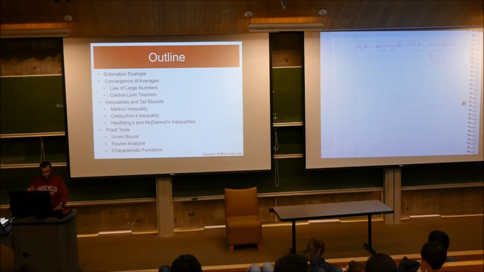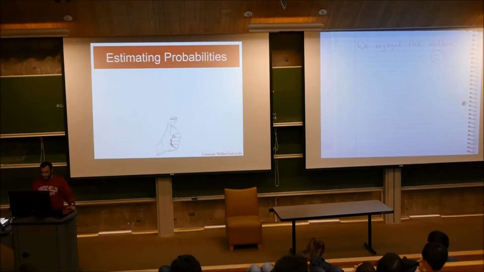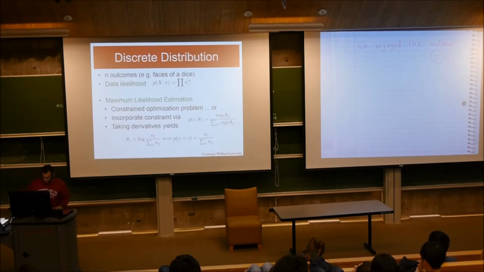And how does this probability change as I estimate for more and more data? Then, depending on time, we might or might not discuss some tools used for proving theories. So, estimating probabilities. And let's consider a simple example, the discrete distribution, or the multinomial distribution.